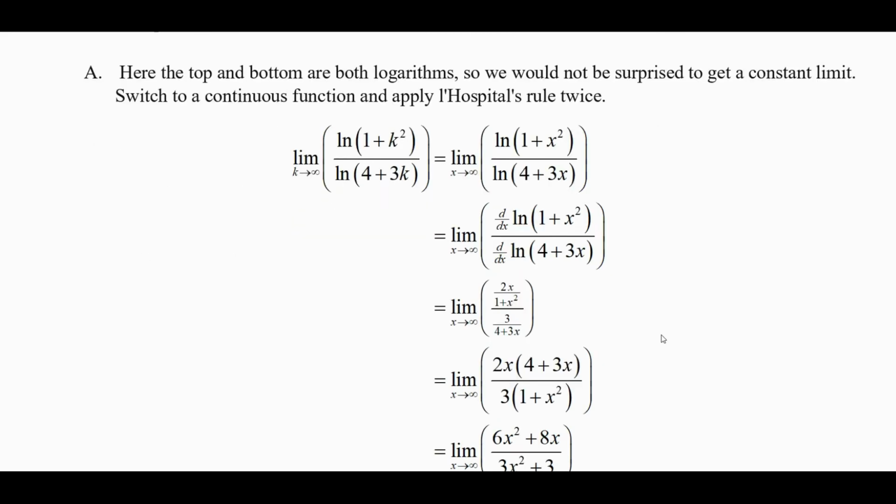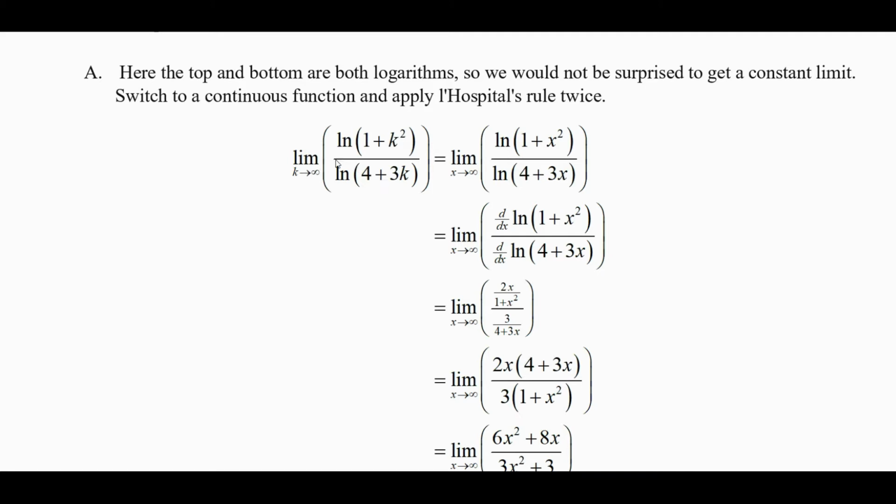All right, here's the first one. If we look at this, these top and bottom are both logarithms, so we would not be surprised to see a constant limit. When we take the limit as k goes to infinity of the top and bottom separately, they both go to infinity. So this tells us we can use L'Hopital's rule.